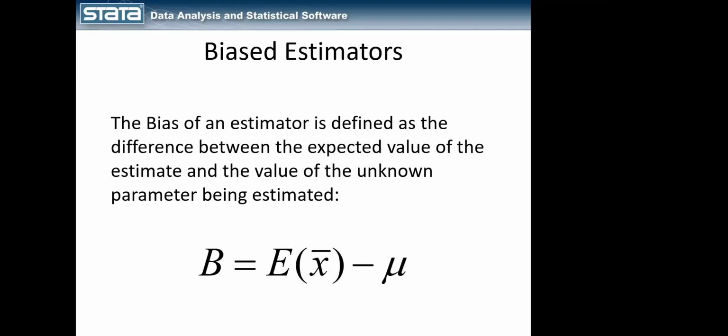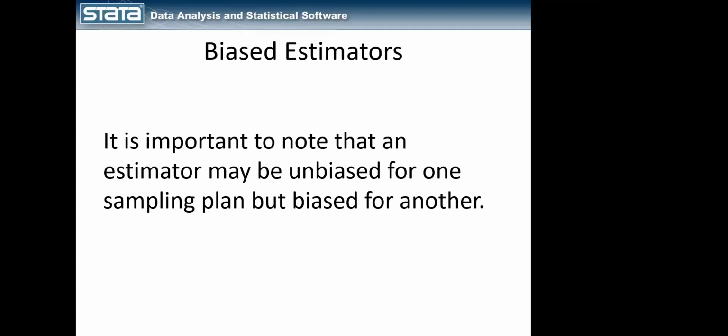Well, in statistical theory, we can actually calculate what is the expected value of the sample mean. Sometimes some estimators are actually biased slightly. So the difference between the expected value of the sample statistic and the population parameter is known as the bias. It's important to note that any particular estimator may be unbiased for one sampling plan and biased for another. So that means that we need to pay attention to what sort of sampling design we are using, and then whether a particular estimator, such as the sample mean, is biased for a particular study design.